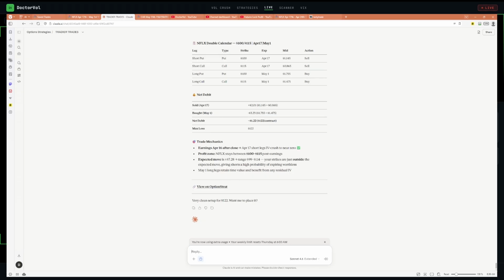May first long legs retain time value and benefit from any residual implied volatility. It's a very clean setup for $122. And it asks if I want to place it. So I already have it in my broker, so I don't need to place it. And of course, my strikes are different.